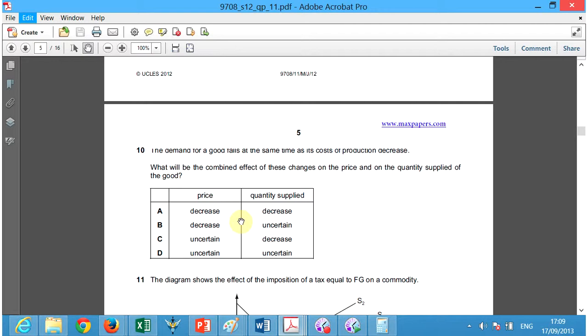So the answer to this question is B, a decrease in price. It's obvious that if the demand is decreasing, then the price will have to drop. But we're not certain if the producer will produce less in the short run here. So the answer here is B.